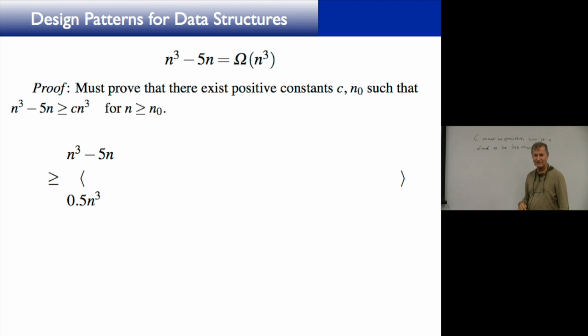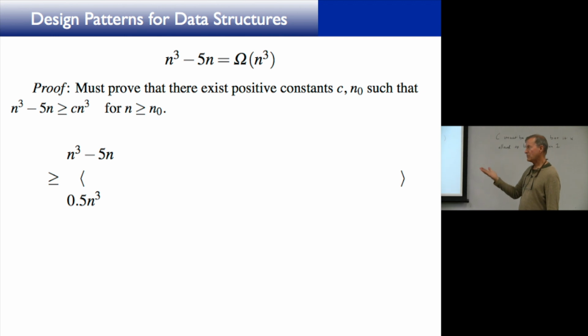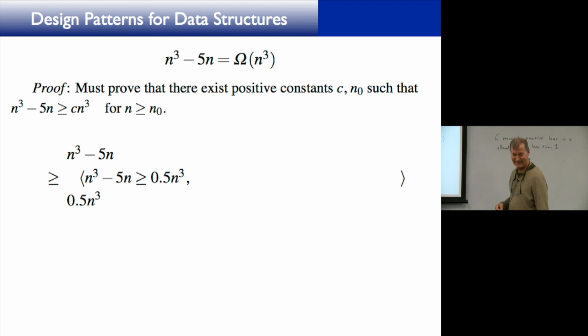Is everybody good? Are you with me here? 0.5n cubed. So now what do we have to show? We have to show under what circumstances n cubed minus 5n is greater than or equal to 0.5n cubed. So what's the first step in our hint? What we just said, n cubed. And so now when we take the 0.5 to the other side and the negative 5n to the other side, what is it?